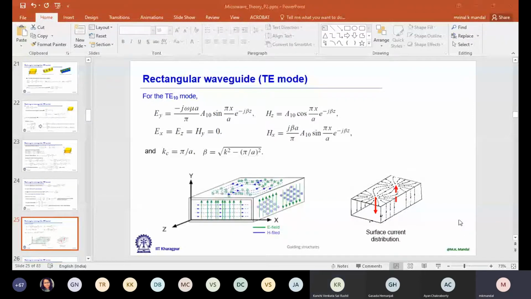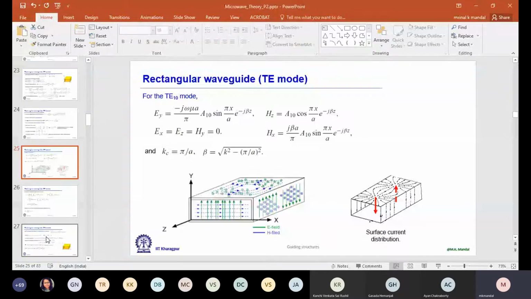we are particularly interested in this mode because in most of the applications we use TE10 mode. And if you look at the electric field distributions, the electric field mostly lies on the XY plane, and the magnetic fields form loops and lie in the ZX plane. We also discussed the current distribution, and current is maximum on the broad walls along the central line.